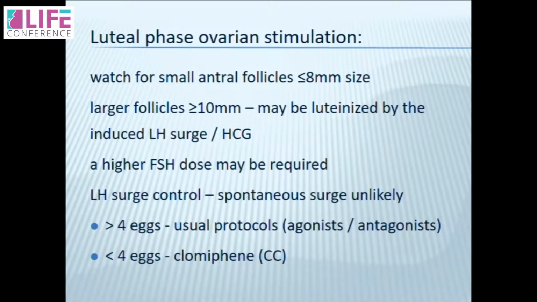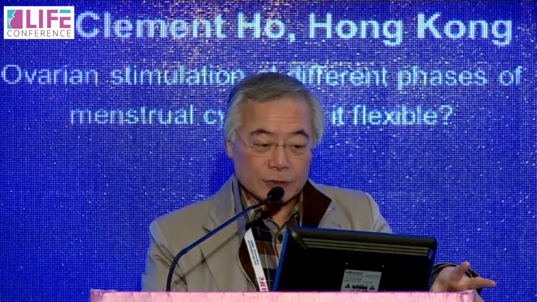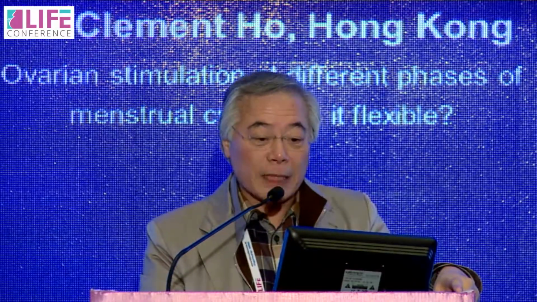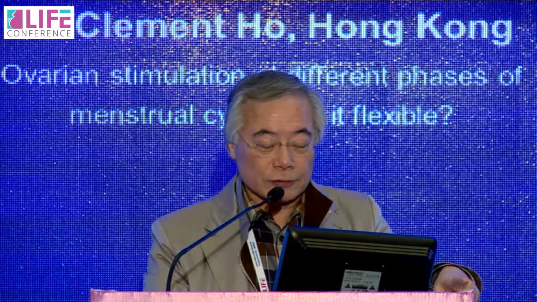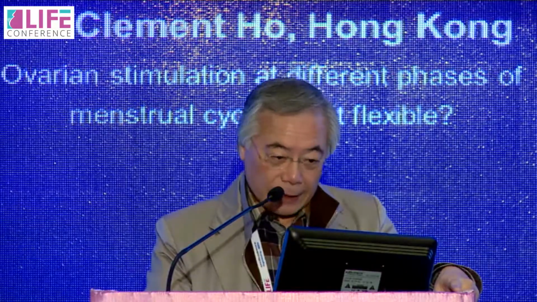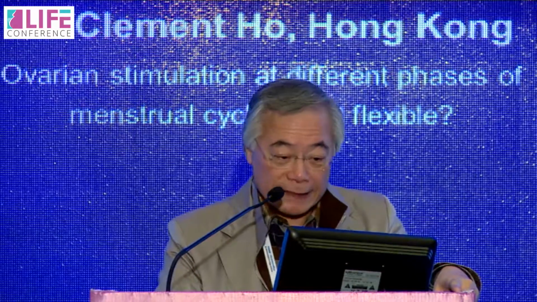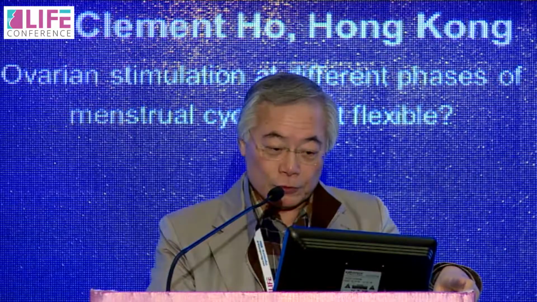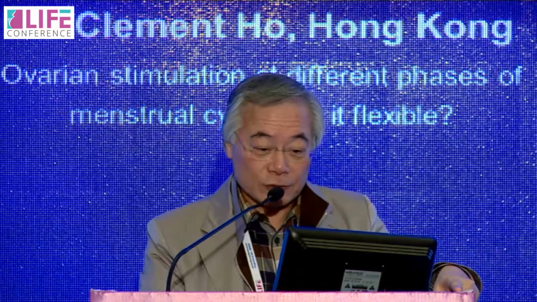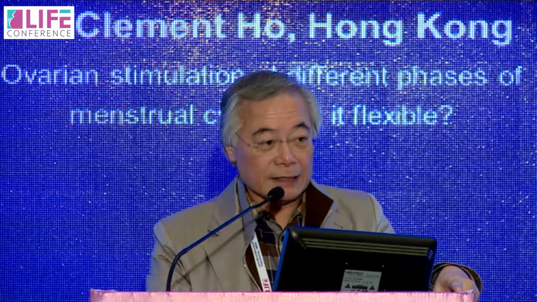Now, in this luteal phase ovarian stimulation, one should be watching out for small antral follicles. So actually, when one gives your trigger, if they're really very tiny follicles, you may actually give HCG because they will need a number of days to grow, and that will be your washout period. But larger follicles, about 10 mm onwards, may be luteinized by the induced LH surge and HCG, so these are no good. And a higher FSH dose usually will be needed. And for your LH surge control, actually in the luteal phase, spontaneous surge is really unlikely. This again is a matter of confidence.